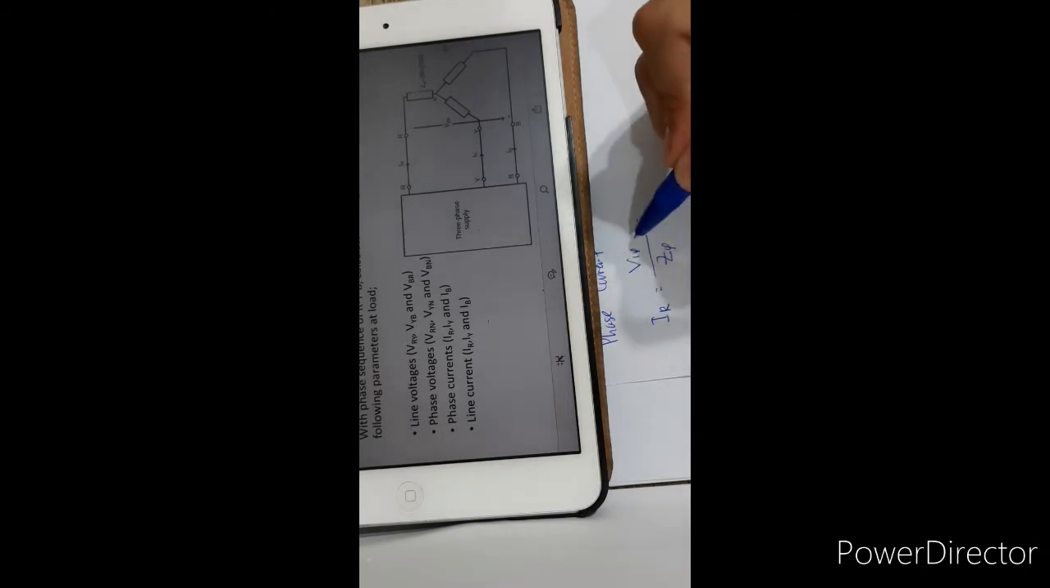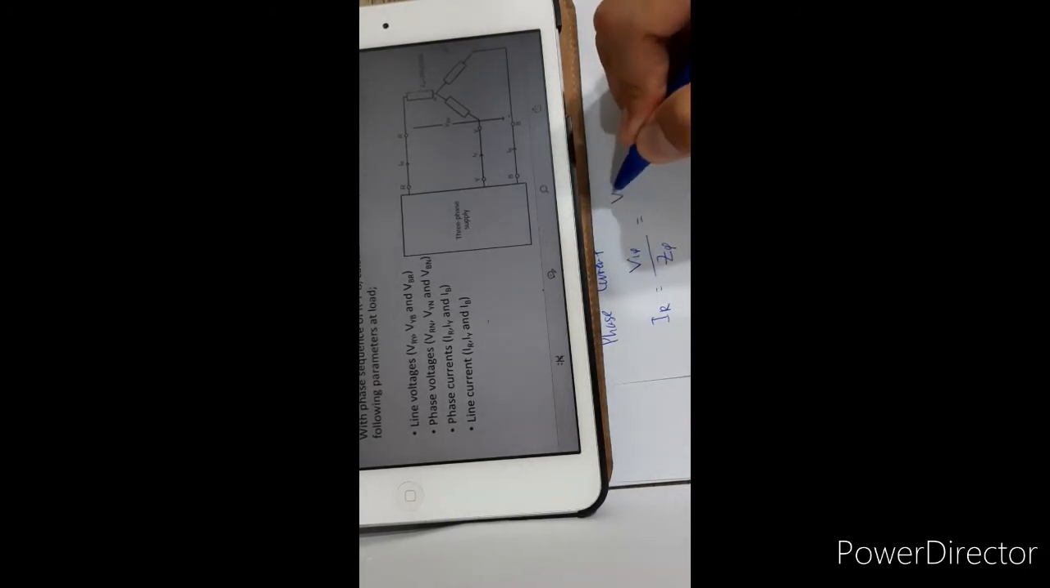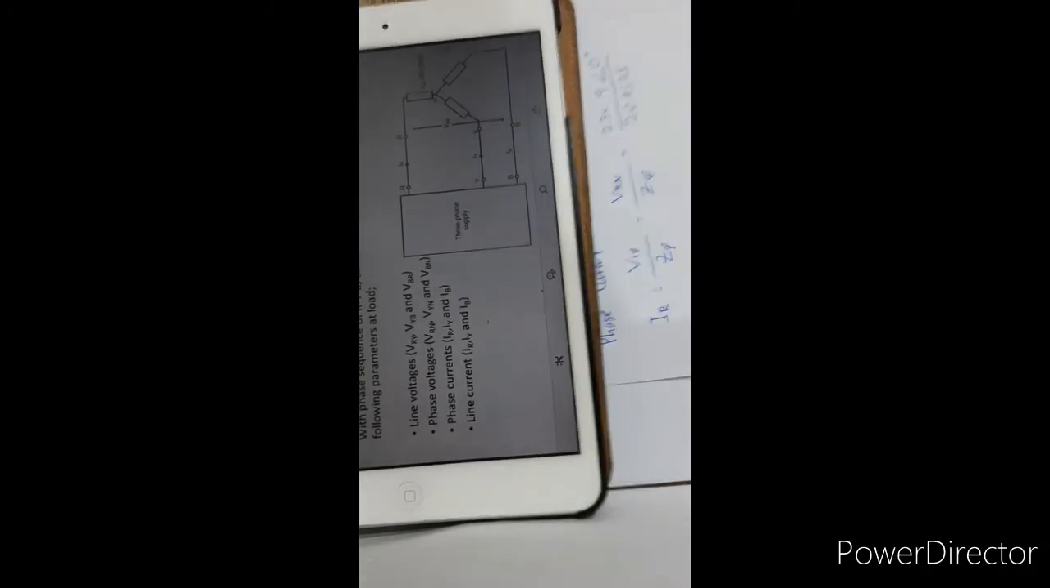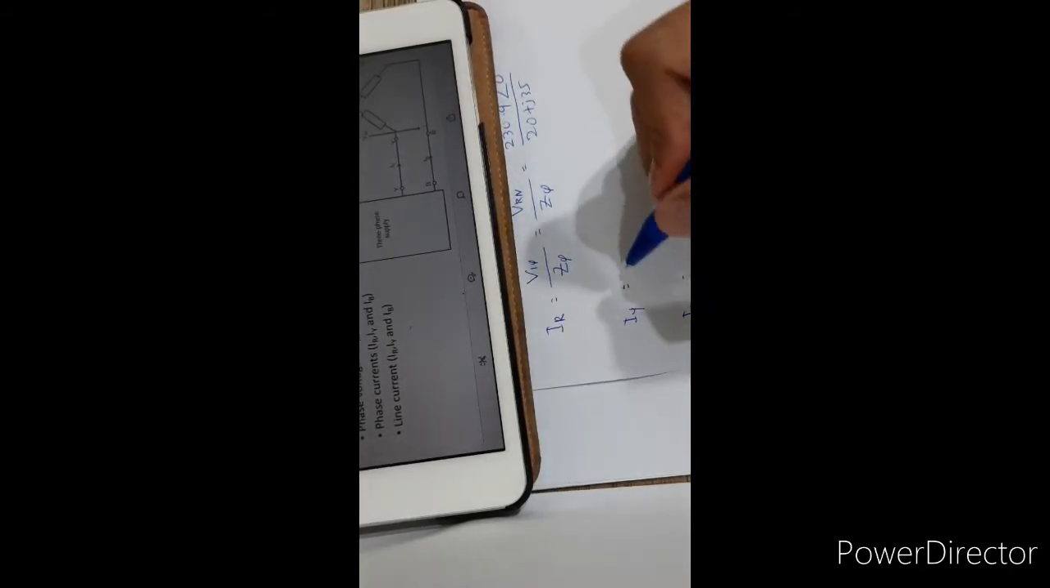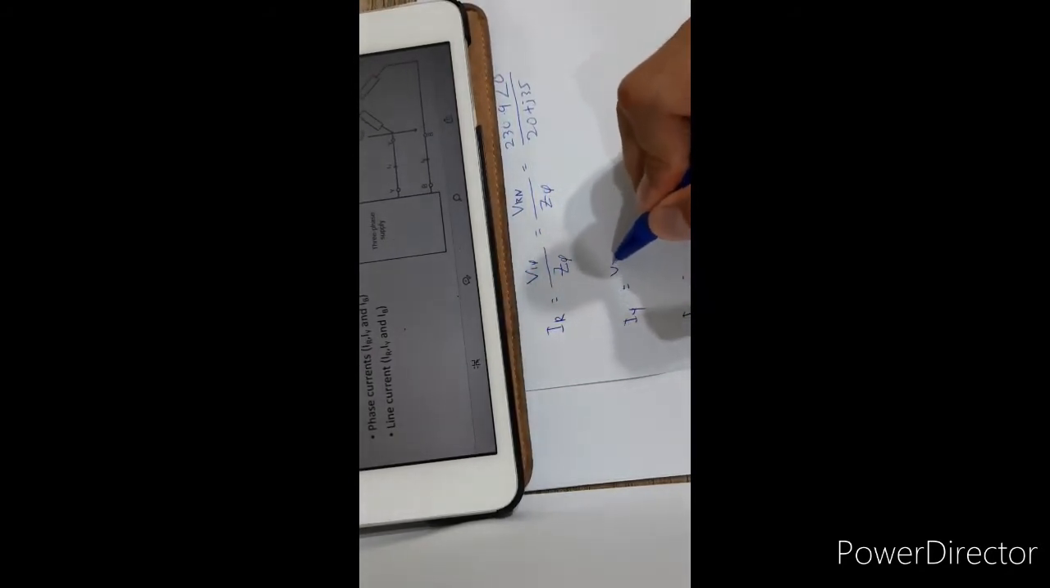So for IR, the V phase is of course VRN, divided by Z phase. From the previous question, VRN is 230.9 angle of 0 degree, divided by Z phase, which is 20 plus j35. Same goes for IY: V phase divided by Z phase, so VYN divided by Z phase.